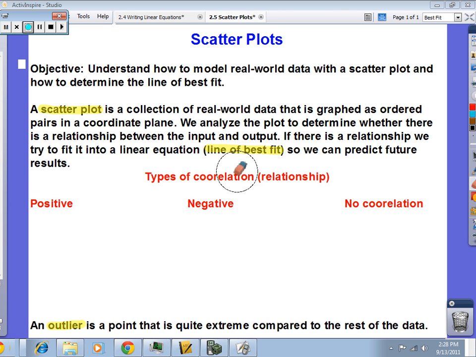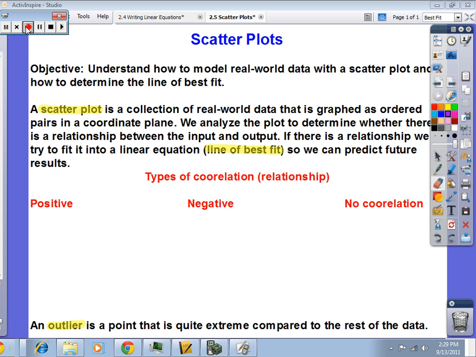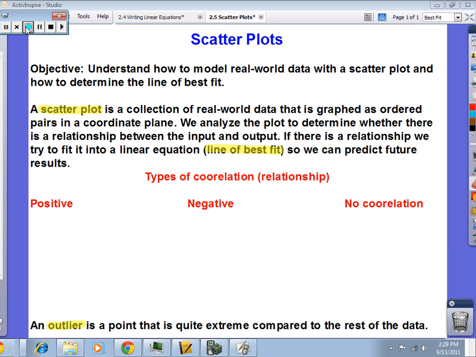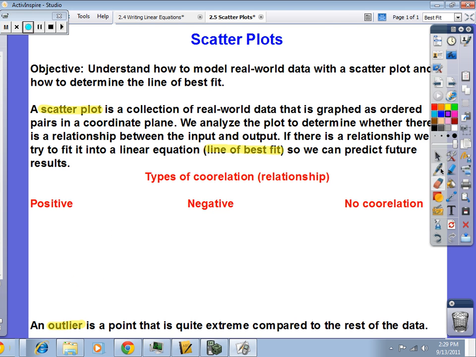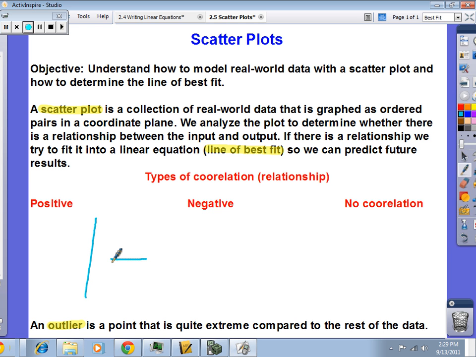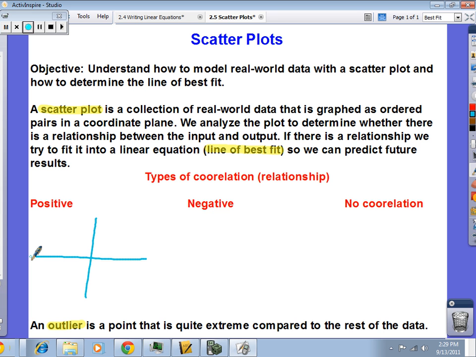Scatterplots. Take a minute, read the objective and read this first paragraph right here. So with a scatterplot, you're going to analyze real world data, just like number one from your worksheet. You've got McDonald's. You're studying fat grams versus calories. There are going to be three types of correlation, or relationship. The first one is a positive, which is what your number one is.